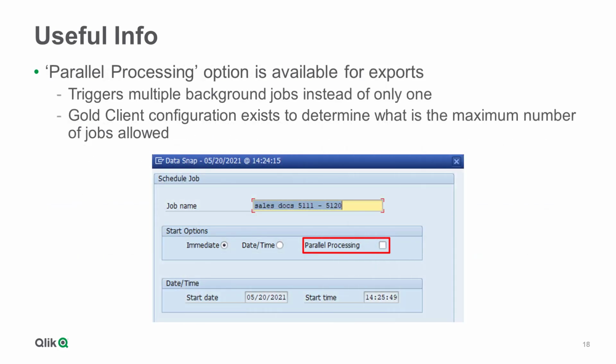The parallel processing option allows the user to initiate their export using multiple jobs versus just one, which is useful for accelerating the completion of the export, particularly for larger datasets. Please be aware that Gold Client has configuration that will dictate the maximum number of jobs that can be initiated.